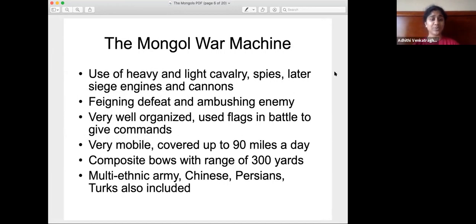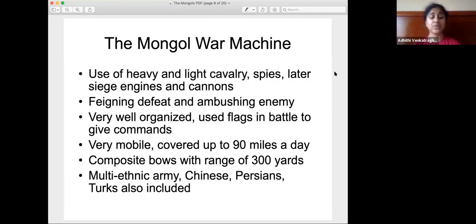The Mongol war machine. The use of heavy and light cavalry, spies, and the later use of engines and cannons made the Mongols very apt in war. Their famous technique was also feigning defeat and then ambushing the enemy, and they were very well organized and used flags in battle to give commands. They were also very mobile. They covered up to 90 square miles a day.